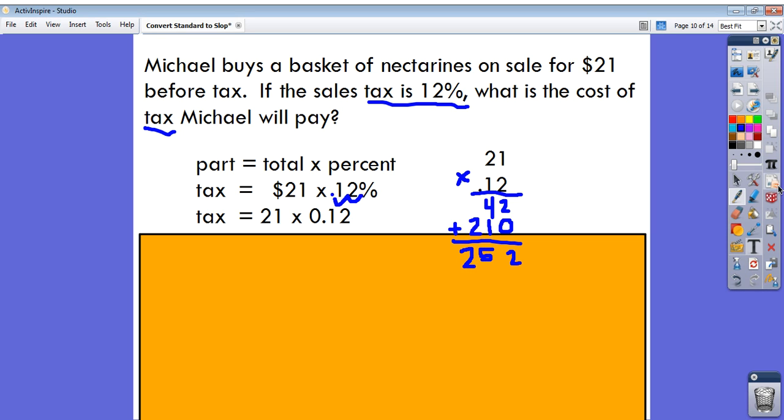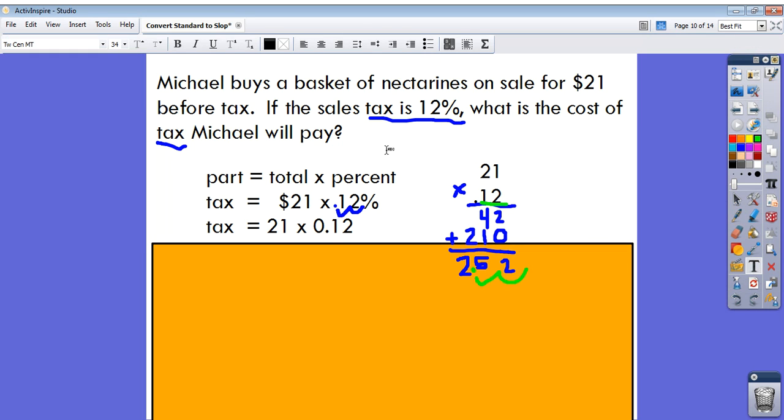And now don't forget, my last step is I need to bring in my decimal. In my problem, I have 2 numbers to the right of the decimal, so I need 2 numbers to the right of the decimal in my answer. So we got $2.52. Michael will pay $2.52 in tax.